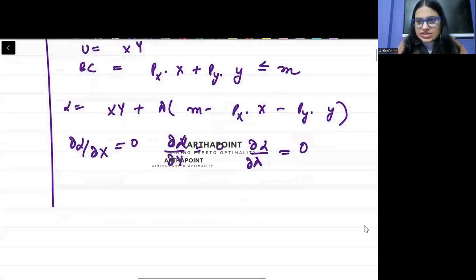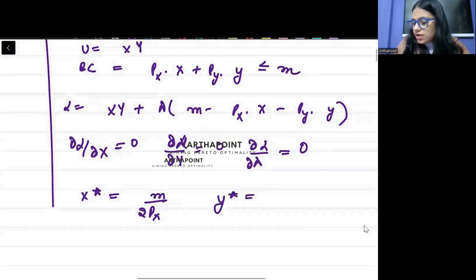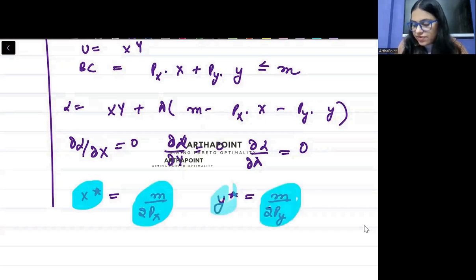Then you will get x star and y star. I am not solving it, but when you solve for x star, you will get m by 2 px, and y star will be m by 2 py. One thing you have to notice in this case is that x star is a function of income and prices, and y star is also a function of income and prices, where income and prices are exogenous variables. Those variables are already given to you. They are determined outside the model.